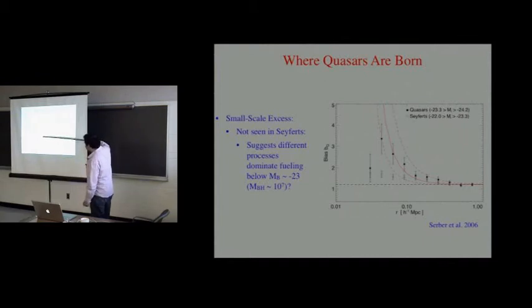But then when he redoes this for Seyfert's, he doesn't see this trend. These are these open points that are hard to see. They're basically dead flat here. So in other words, there's no excess of companions in low luminosity systems. There is in high luminosity systems.